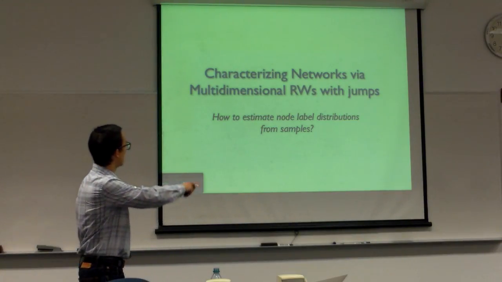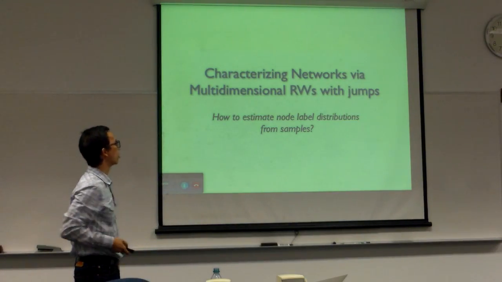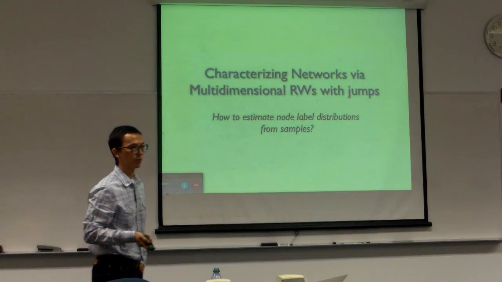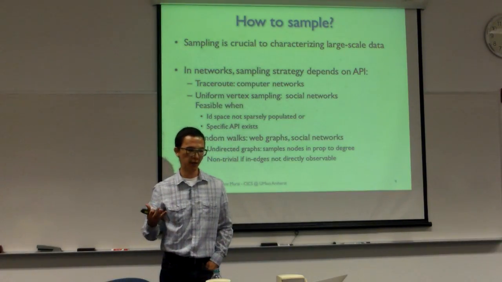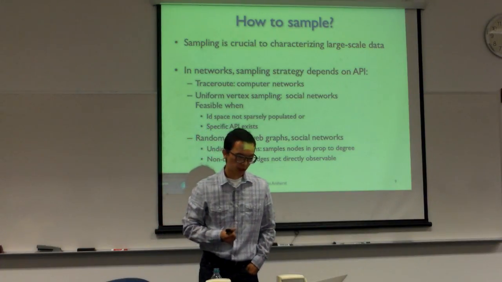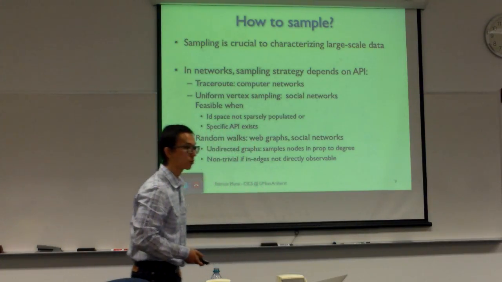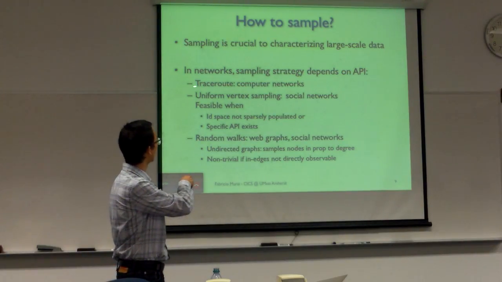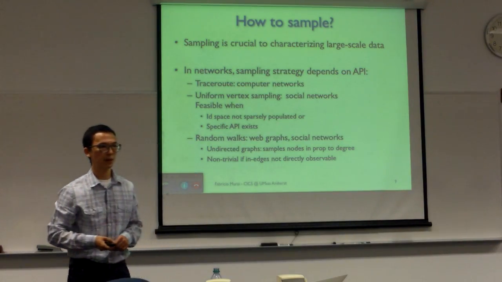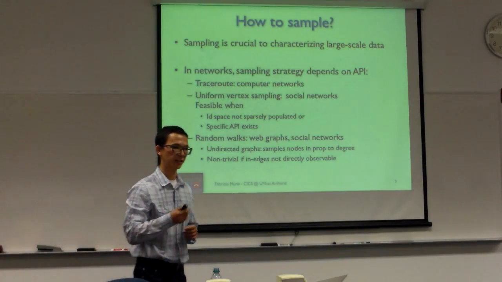We want to be able to answer this question: how to estimate node label distributions from samples. First, we have to understand how a network can be sampled. So sampling is crucial to characterizing large-scale data, and for networks, the sampling strategy is going to depend on the API to access nodes and edges.